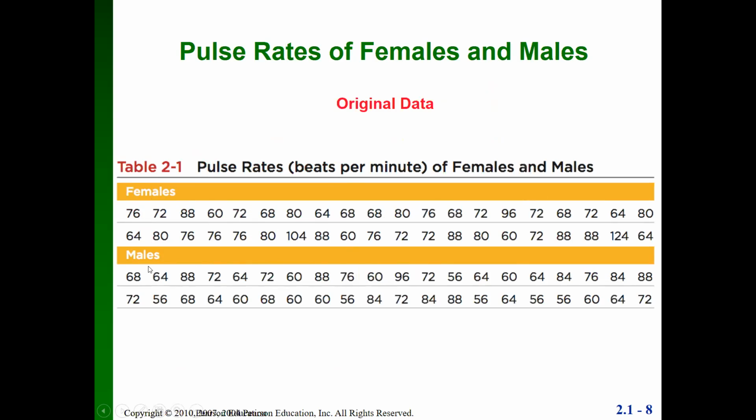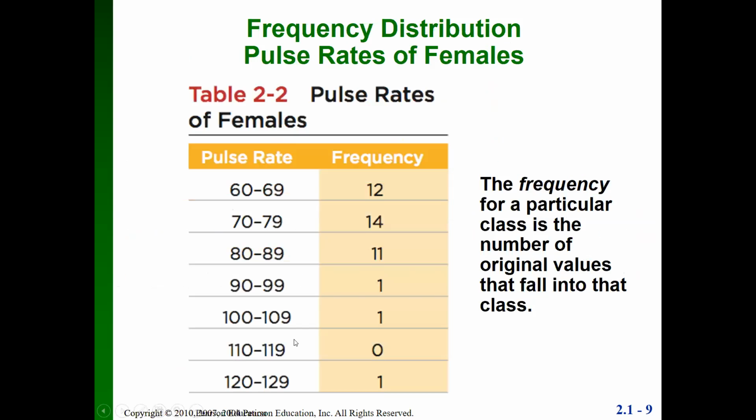We go down here to the males, we get a slightly different set of numbers. We've got a low of 56 and a high of, looks like 96. So we have a range now of 40. So it's a narrower range. So the data have been stratified by female and male because we have different data.